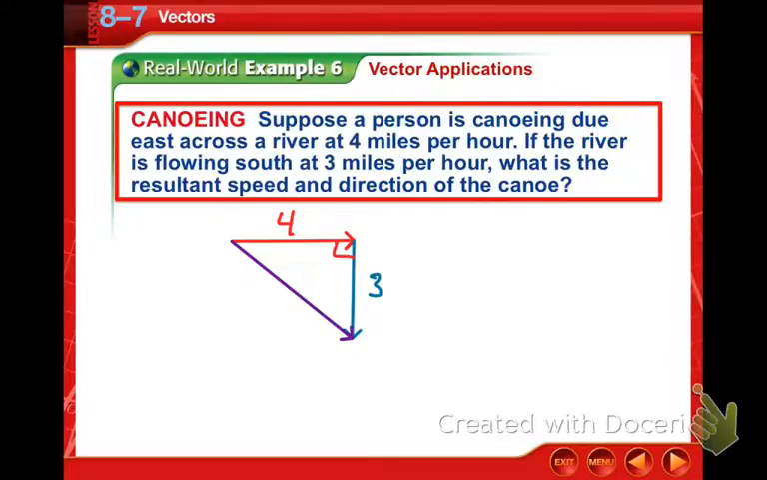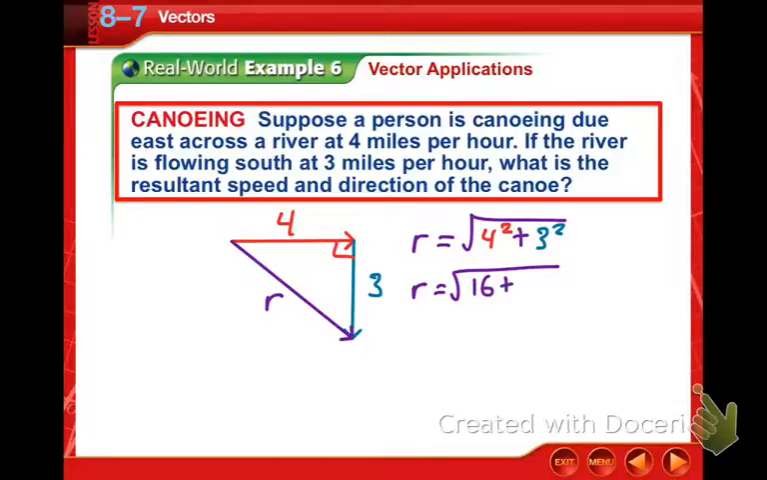So again, magnitude, remember, is just going to be your R here. R is equal to the square root of 4 squared plus 3 squared. So 4 squared is 16, 3 squared is 9, 16 plus 9 is 25. So the magnitude here is 5 miles per hour.